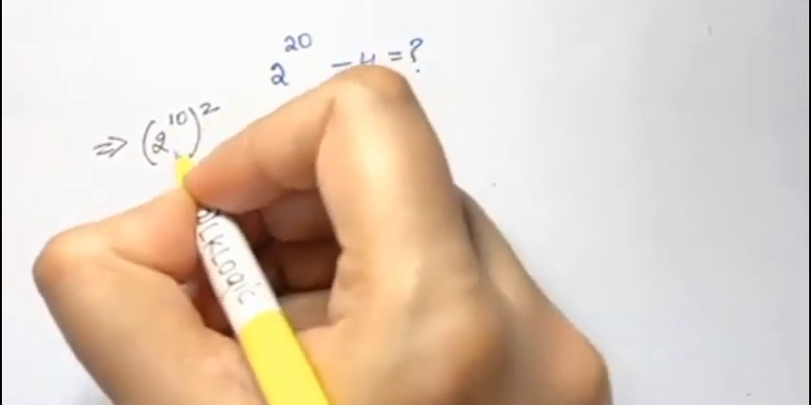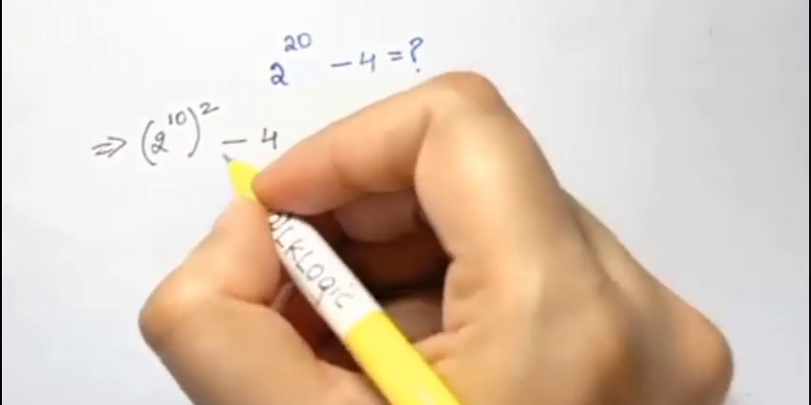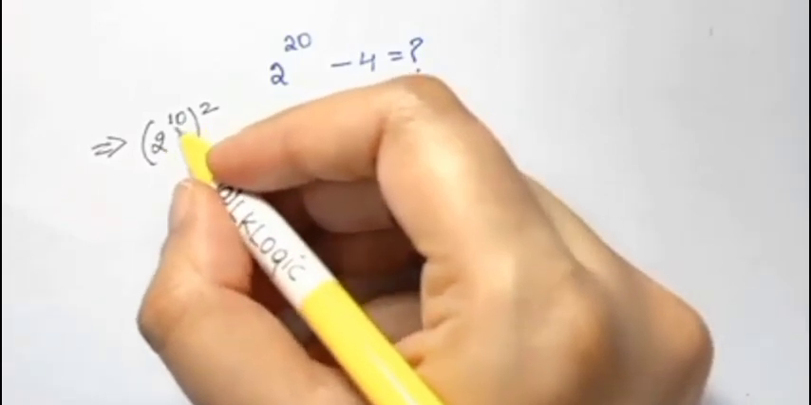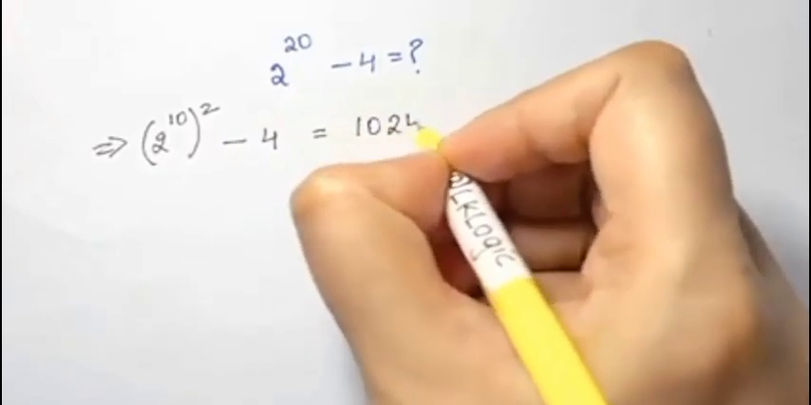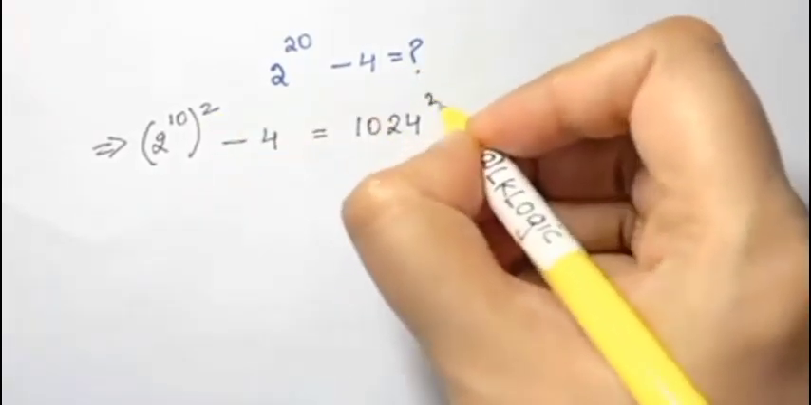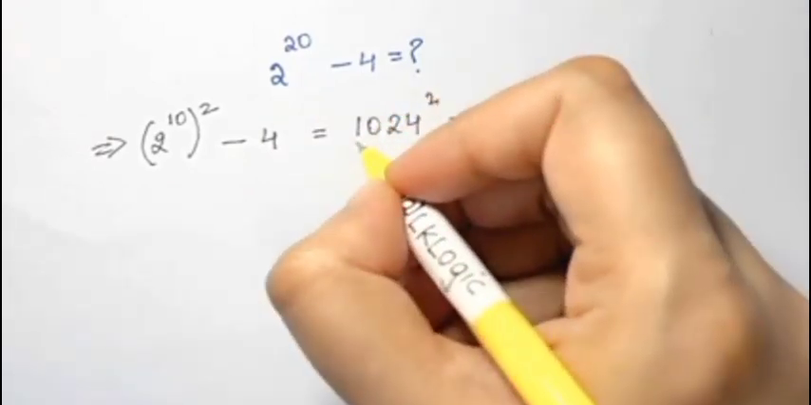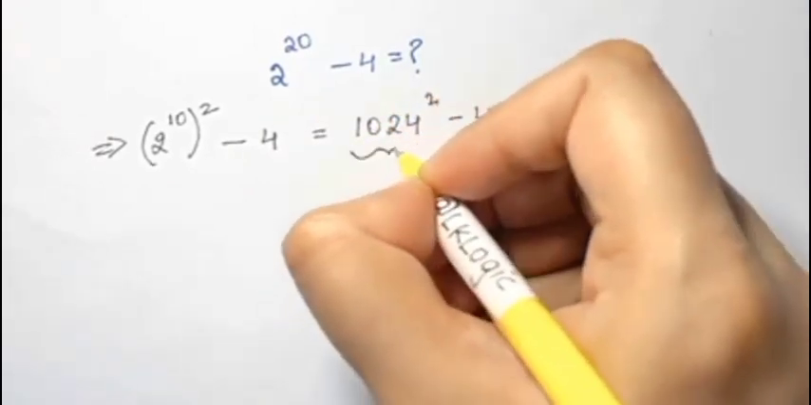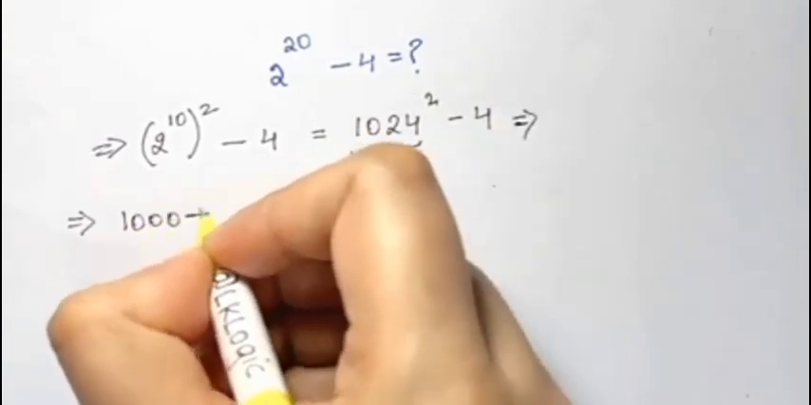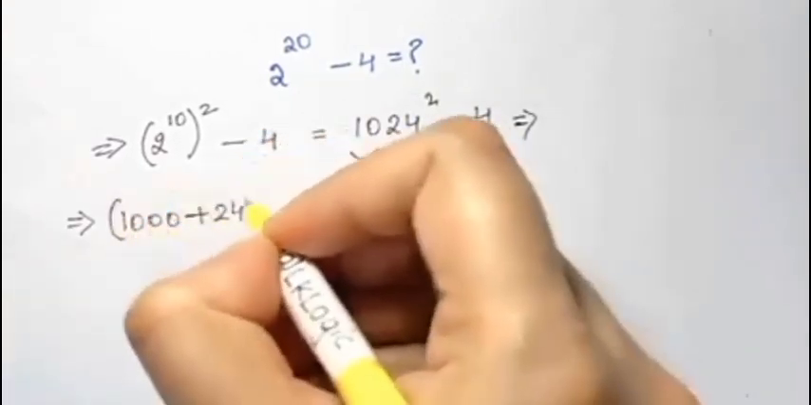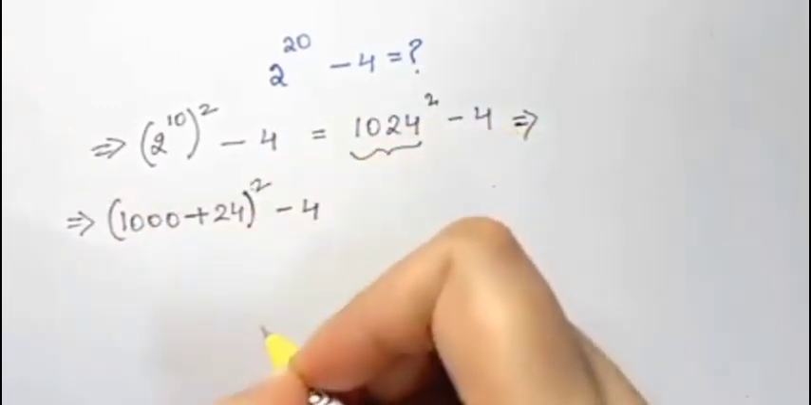2, all squared, minus 4. Now this 2 to the power of 10 is equal to 1024, and we have a square and then minus 4. Now as you can see, this 1024 can be written as 1000 plus 24 the whole squared minus 4.